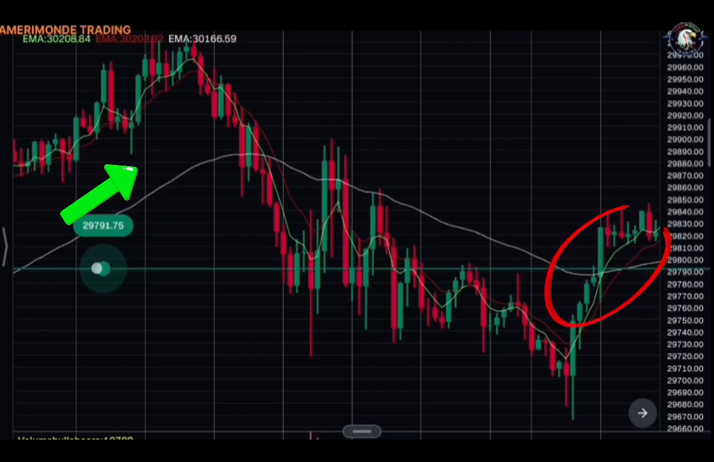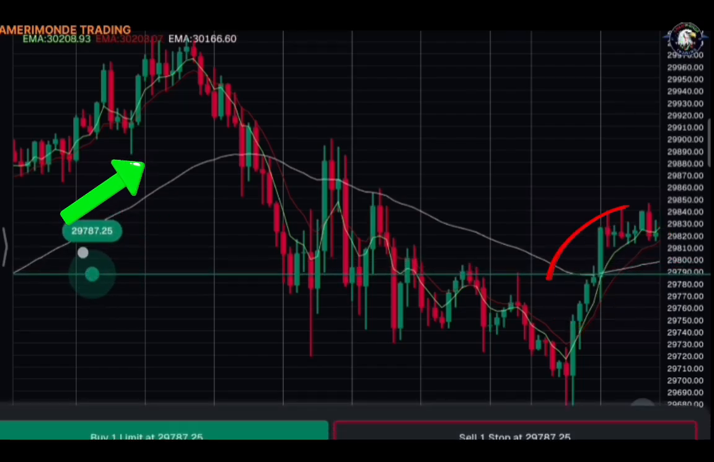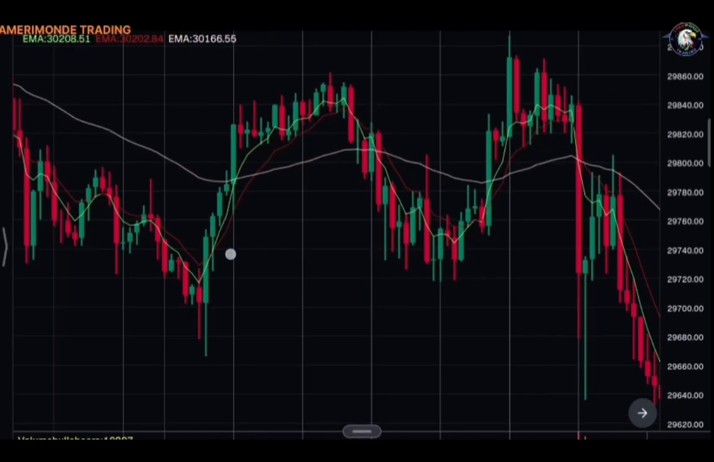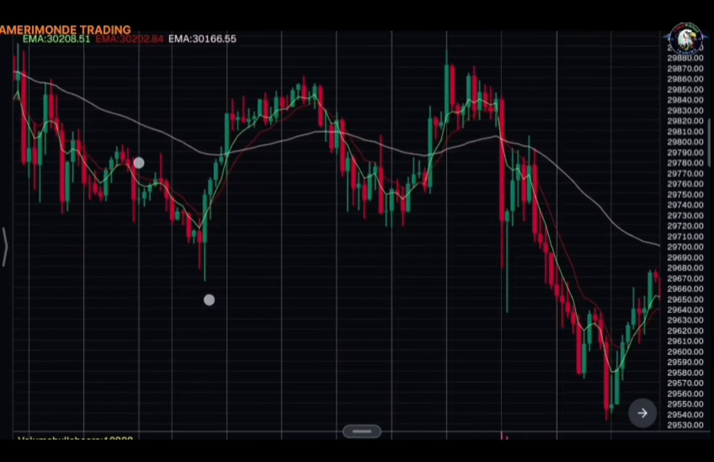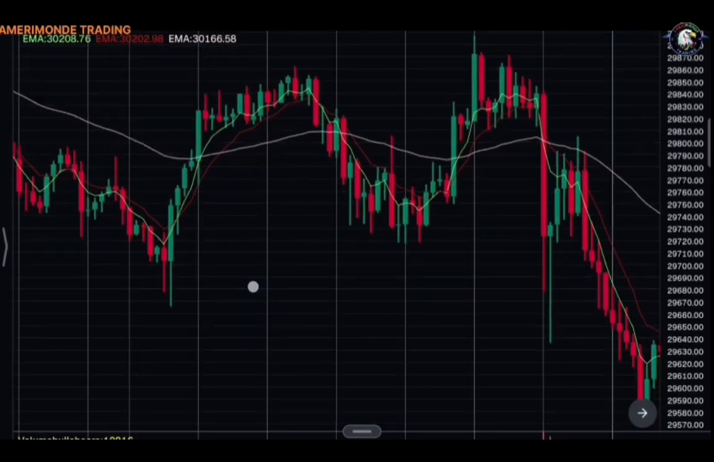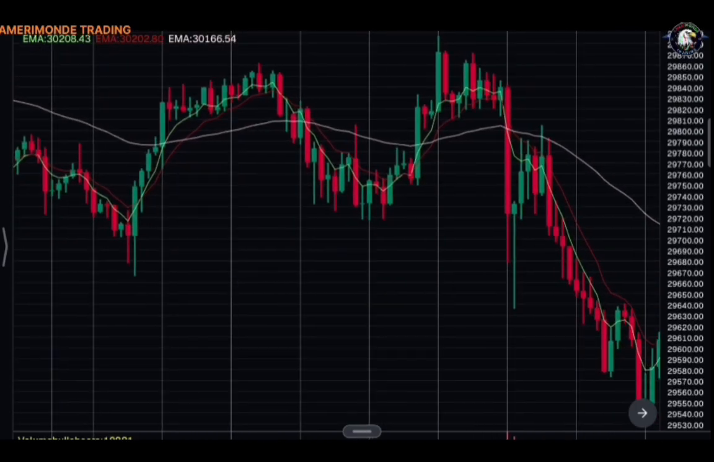If you entered there, your stop loss would be just below the white line, EMA 55, maybe 15 points below. So you risk 100 points to make 400 points. That's 1 to 4 risk to reward. This is how you make money. You buy the pullback to the boss. You don't chase the top.